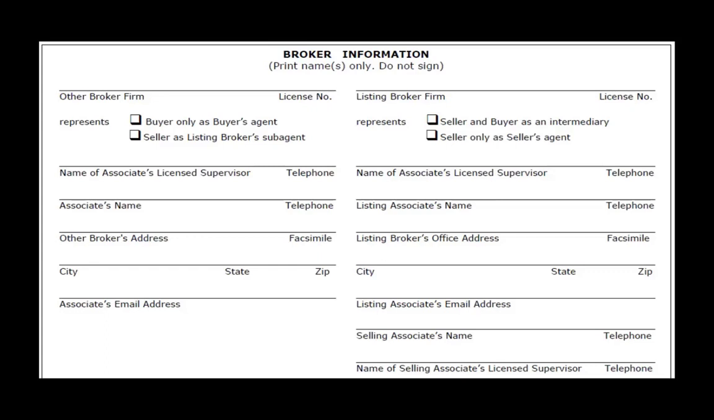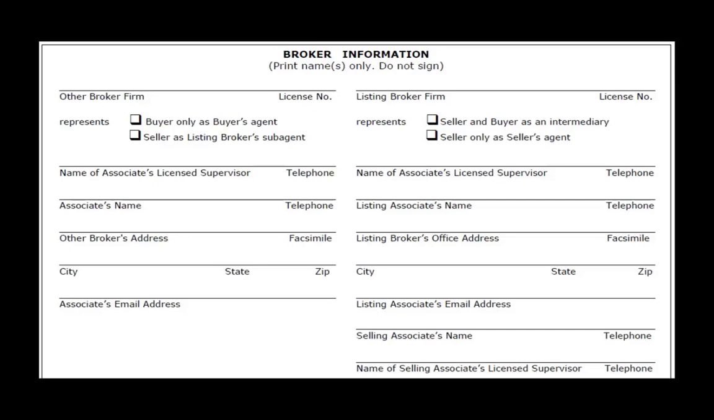So anyway, moving on, you've got the company names here. Name of associate's licensed supervisor. That's kind of a new blank. If the supervisor is different from the broker, then you would put that there. The listing agent's name, listing broker's address, listing email address, associate's name. If you'll notice here, there's not a signature line for either agent. That's not required anymore.